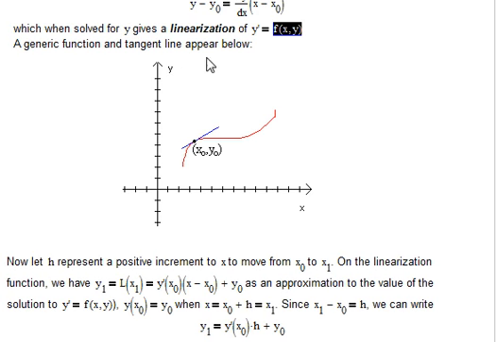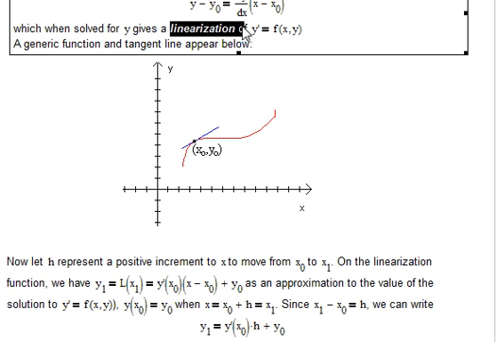Well, here's the idea. We're going to make a linearization of y prime equals f of x, y by finding the equation of this tangent line. Then we're going to bump x0 over a little bit and use this tangent line to approximate the function, and then find ourselves a new tangent line, and then we'll bump x0 over another little bit.